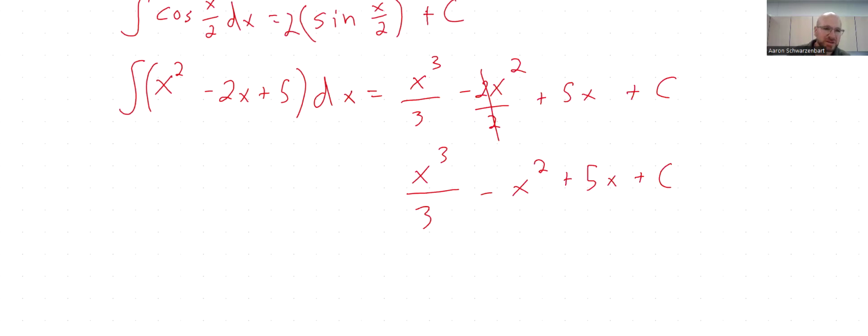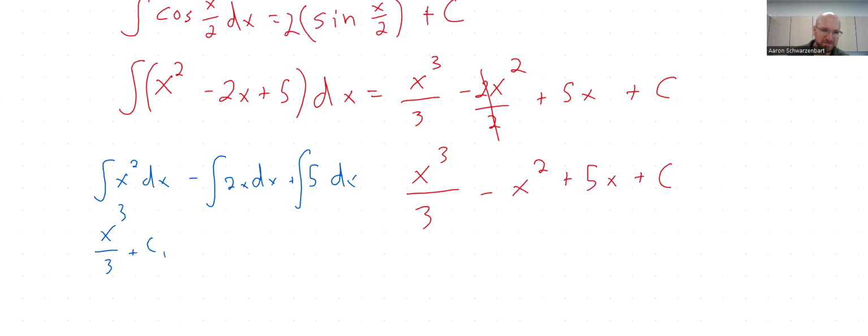Actually in the book, I'm going to show you what they show in the book. And I'll tell you why. So they're going to integrate each part separately, which you can do. It's functionally what I did. So I get x cubed over 3 plus its own c. So C1, C2, C3 are all constants.